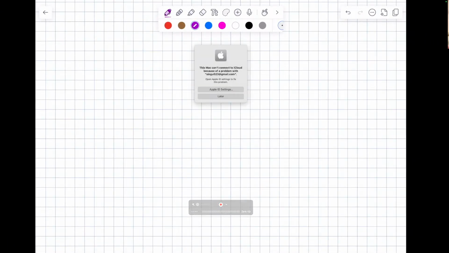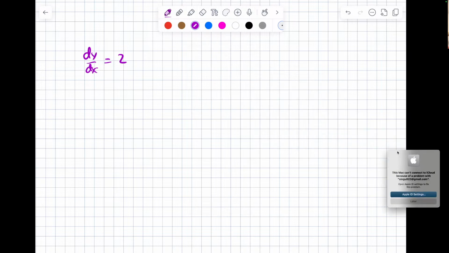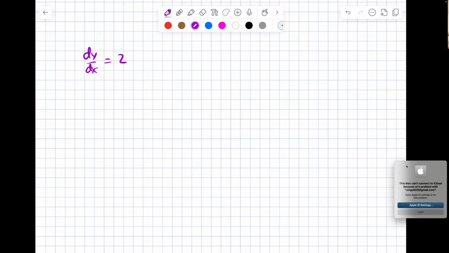So what we're going to do is start with the antiderivative and indefinite integration. I'm going to go a little bit faster because I missed like 2 or 3 minutes. So dy/dx is equal to 2. Can you tell me what the original function of y is? What do you think y is if dy/dx is equal to 2?